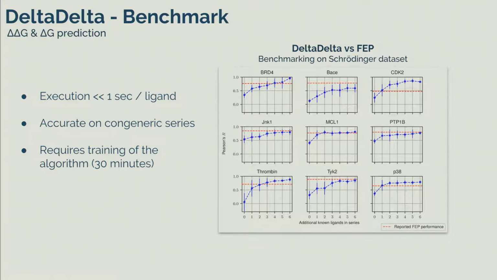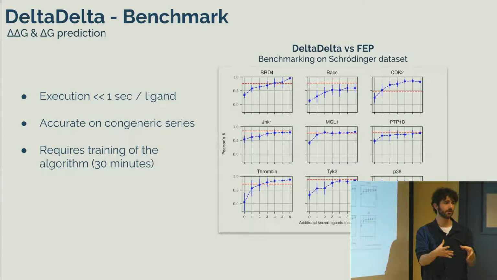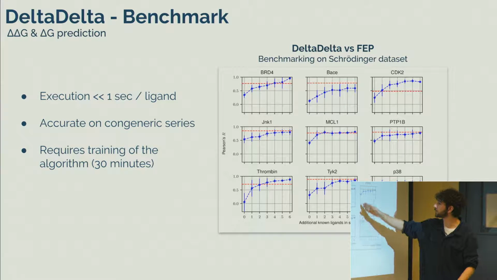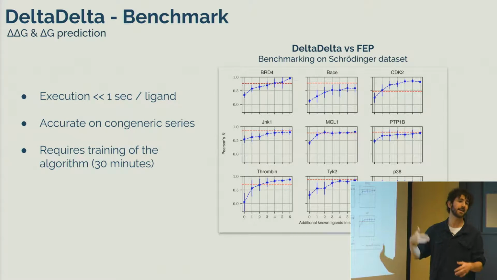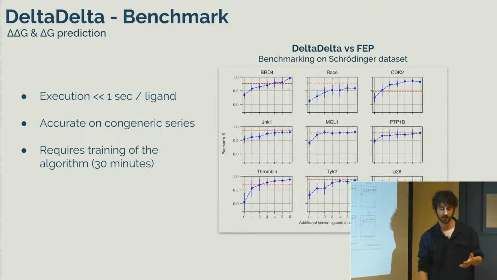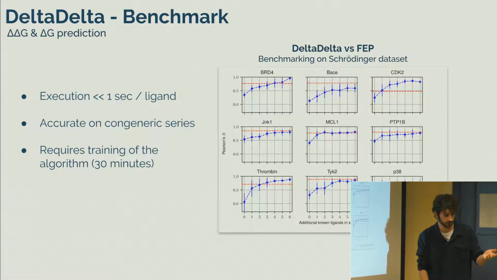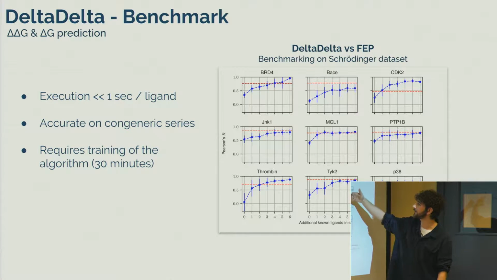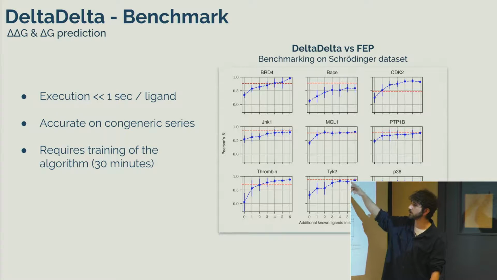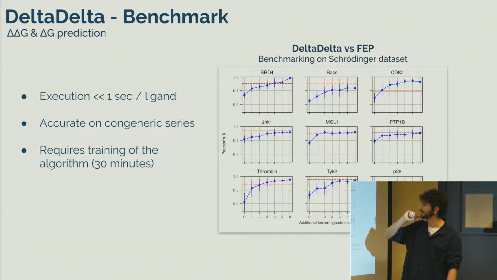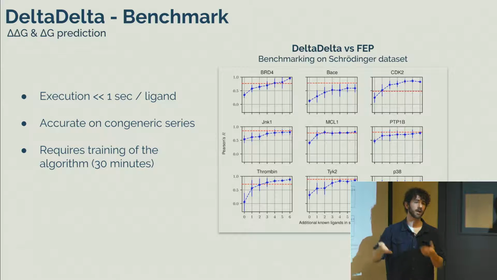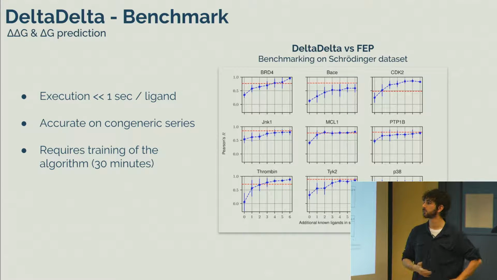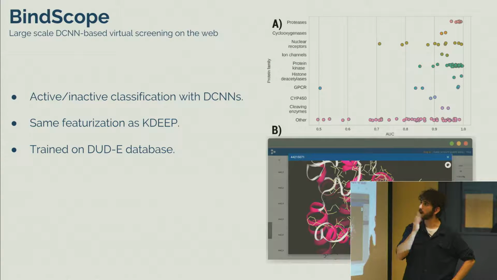to perform this, you need to retrain the network with your congeneric series. So you add, for example, 3-4 ligands into this training set, and you can keep adding new ligands as you make, for example, experimental measurements of binding affinity. And if you introduce them inside this network, you'll see that for several targets, the accuracy increases as you add more ligands into the knowledge of the network. Okay.